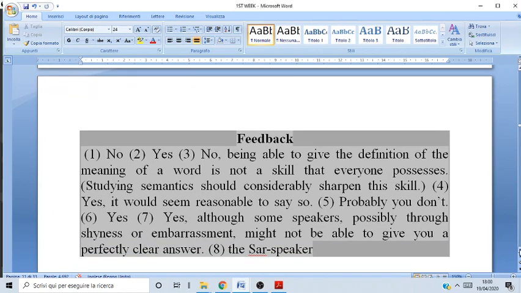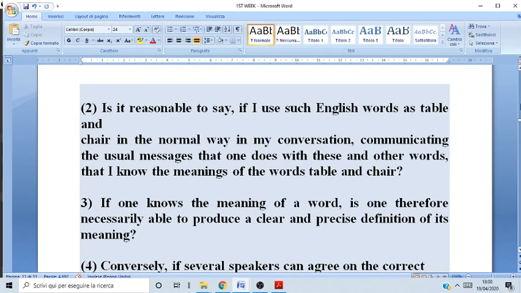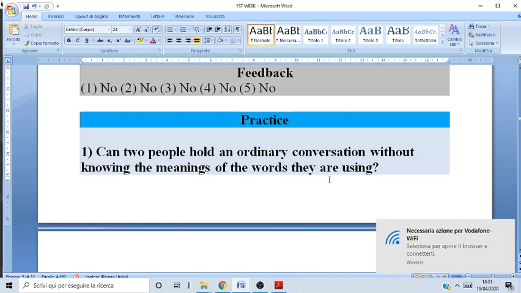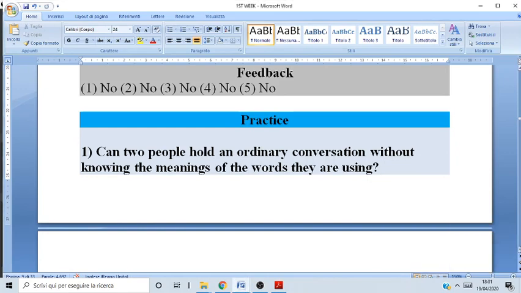Okay, let's look at the answers. So, can two people hold an ordinary conversation without knowing the meaning of the words? Clearly not. You cannot use a word if you don't know the meaning.